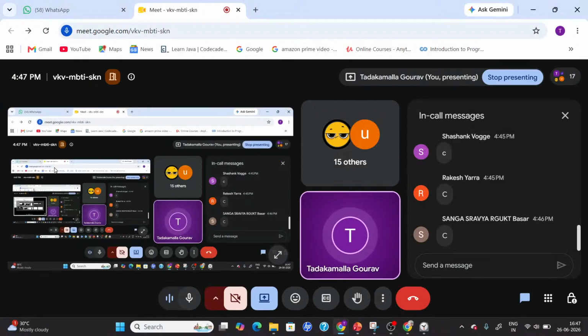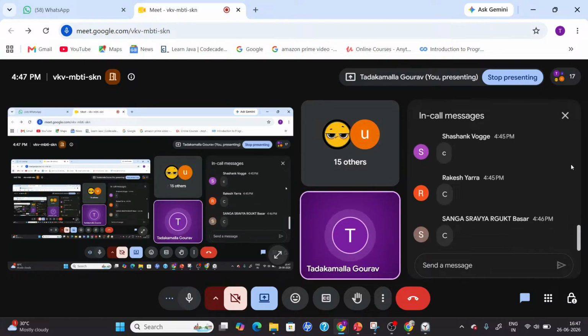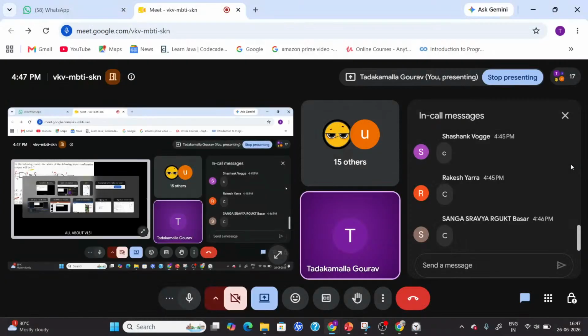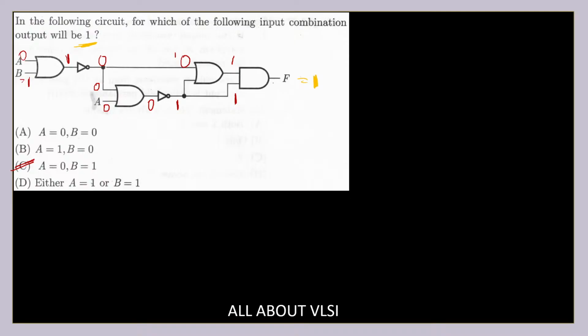Everyone getting the same thing or any different answers? Okay, I can see people giving option C. And what about others? Are you getting the same thing or any different answers? Do you need still time? Okay, so let's move forward and let's see one more question.